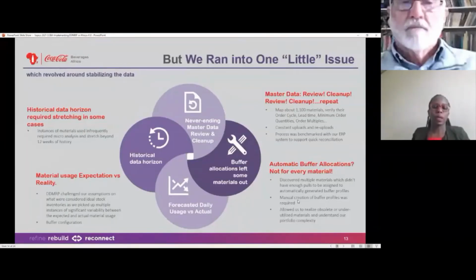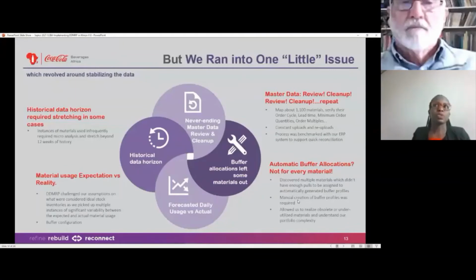We also encountered an issue to do with the forecasted daily usage being different from the actual usage that was actually happening. The tool challenged us on the assumption, because initially with the planning that we had, we thought we were on a good track, but we realized that with the DDMRP tool, the inventories that we were keeping were much more than what is recommended based on the buffer profiles that were allocated to those particular materials, and that we had to rework to be able to buffer those configurations specific to those materials in terms of their lead times. Some of them would take about 75 days.